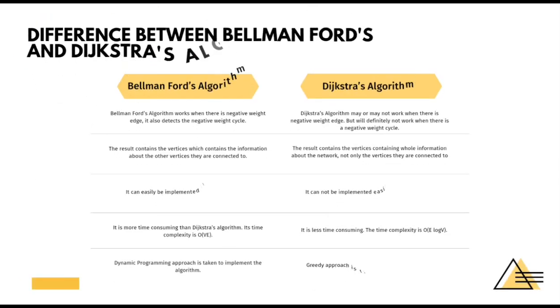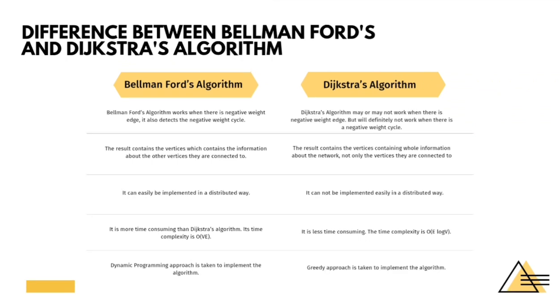Let's see the other major differences between these two algorithms. Bellman-Ford's algorithm works when there is a negative weight edge. It also detects the negative weight cycle, while Dijkstra's algorithm may or may not work when there is a negative weight edge. However, it will definitely not work when there is a negative weight cycle. In Bellman-Ford's algorithm, the results contain the vertices with information about the other vertices they are connected to, while in Dijkstra's algorithm the results contain the vertices with the whole information about the network, not only the vertices they are connected to.